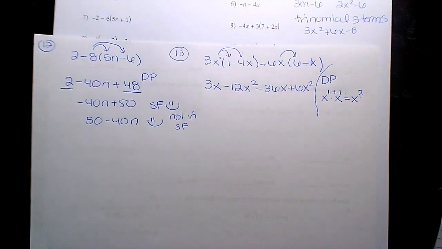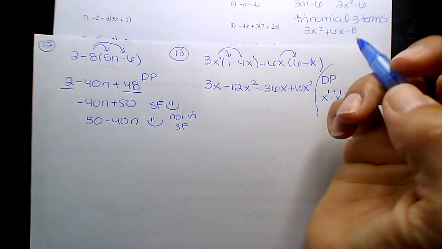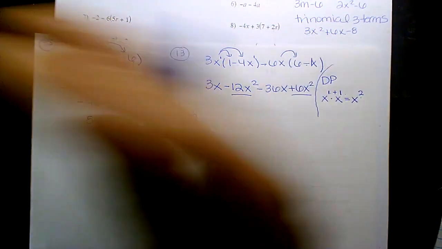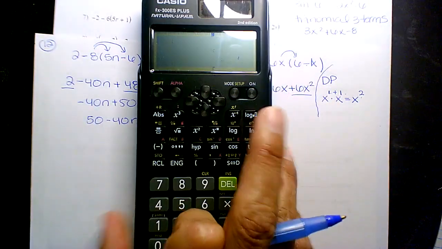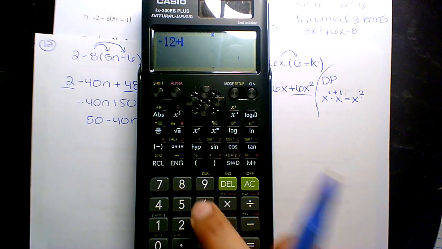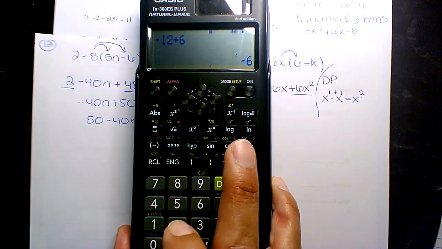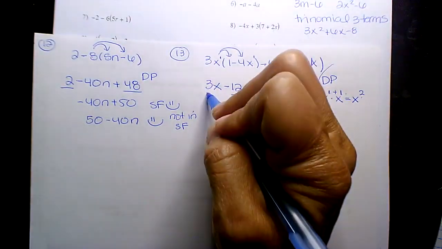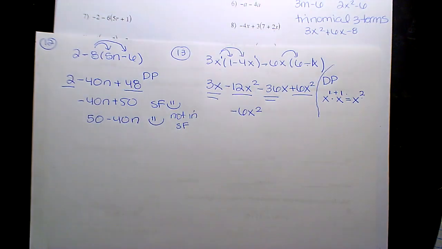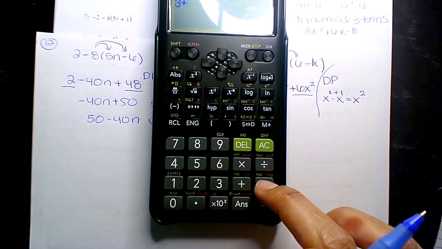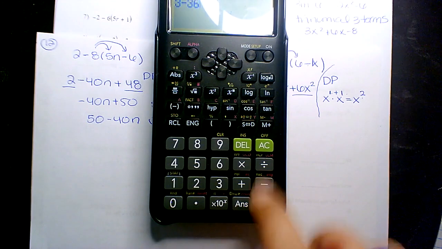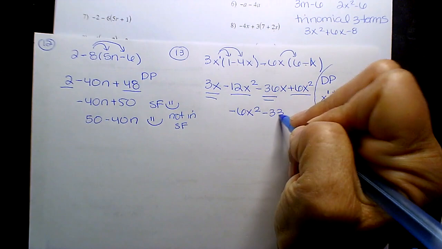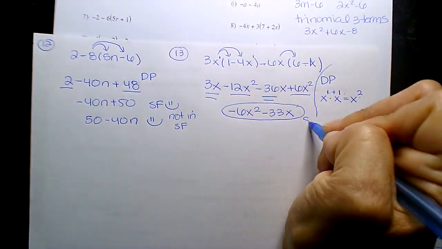Yeah? Okay, combine like terms now. So you have x squared. So what's -12 plus 6? Remember, there's no shame in using the calculator. So -12 plus 6, just type what the coefficients are. And you get -6x squared. And then you have 3x minus 36x, so 3 minus 36 gives me -33x. And so this is my standard form.